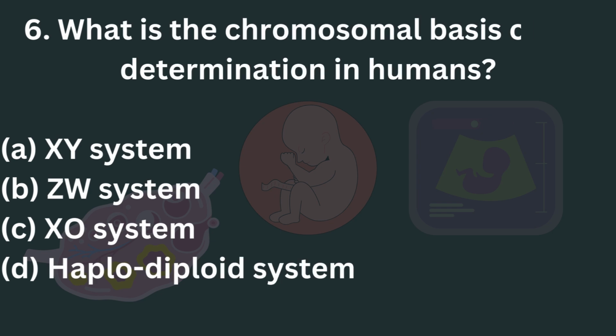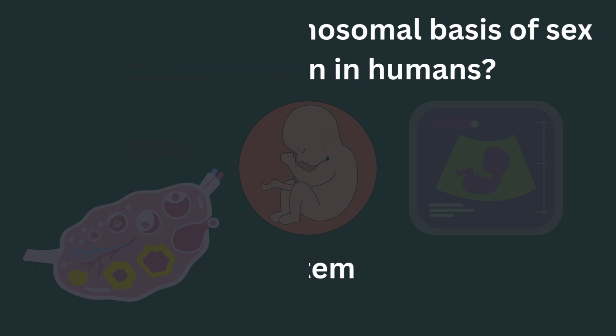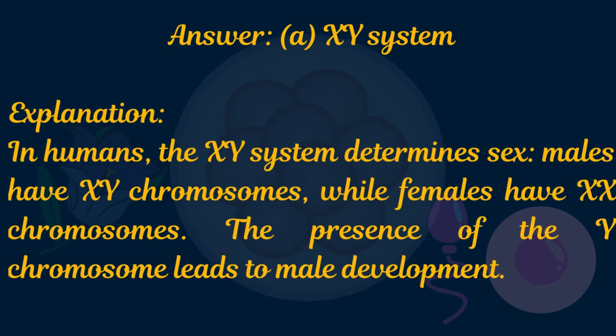6. What is the chromosomal basis of sex determination in humans? A. XY system. B. ZW system. C. XO system. D. Haplodiploid system. Answer: A. XY system.